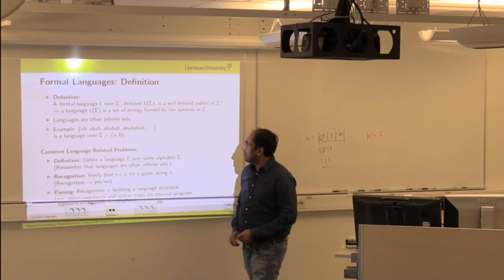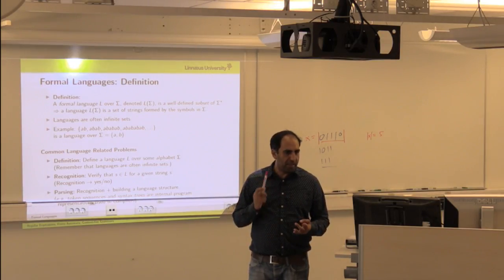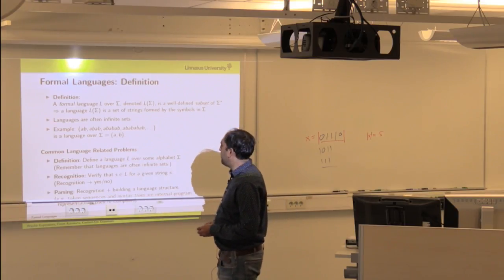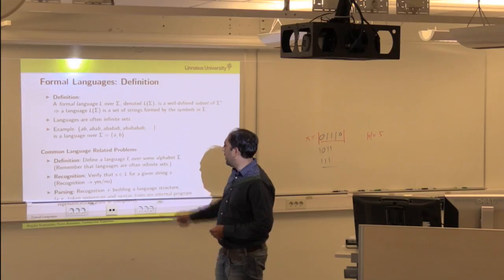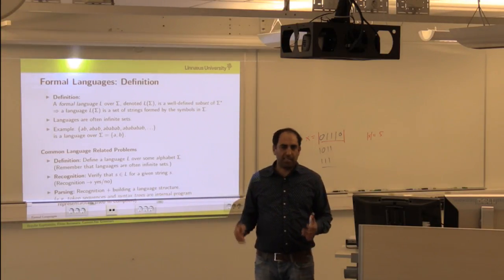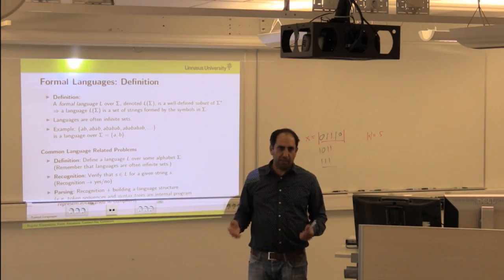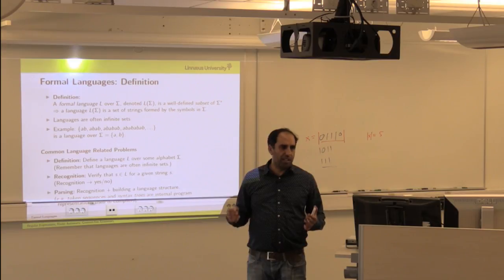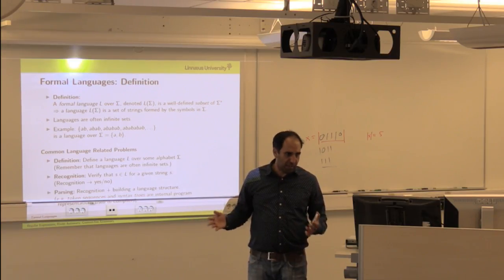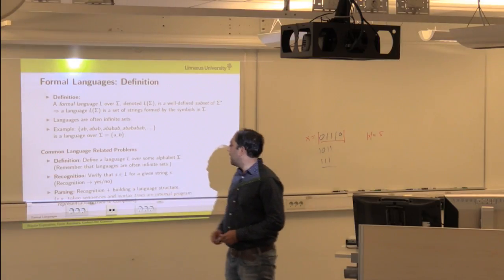The basic concepts you need to remember are symbols, alphabets, strings, and string length. Then we have common language-related problems. The first is defining a language L over some alphabet Σ. As I told you in the beginning, languages are often infinite sets of strings over the closure, so we cannot define all the possible strings, or, in the case of Java, all the possible programs, because there are infinitely many programs that could be written by different users of that language.